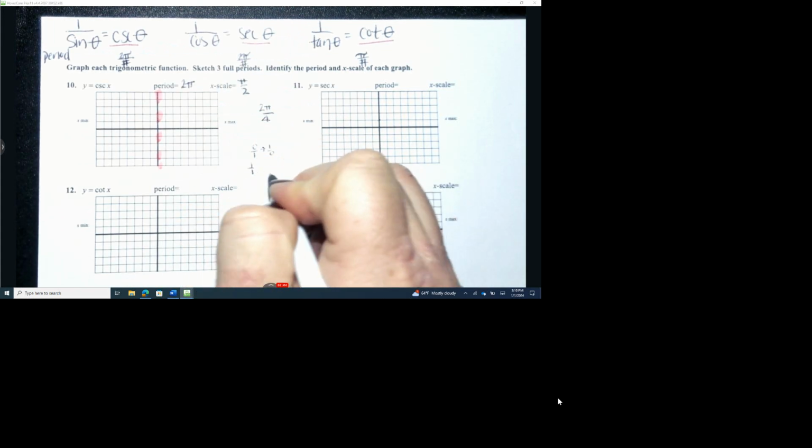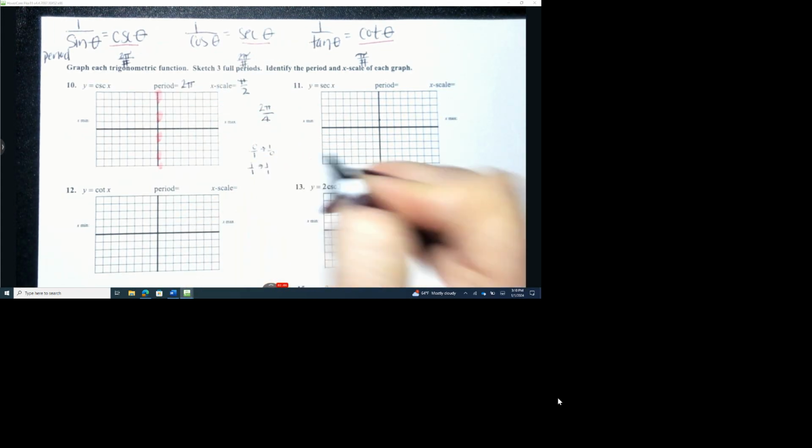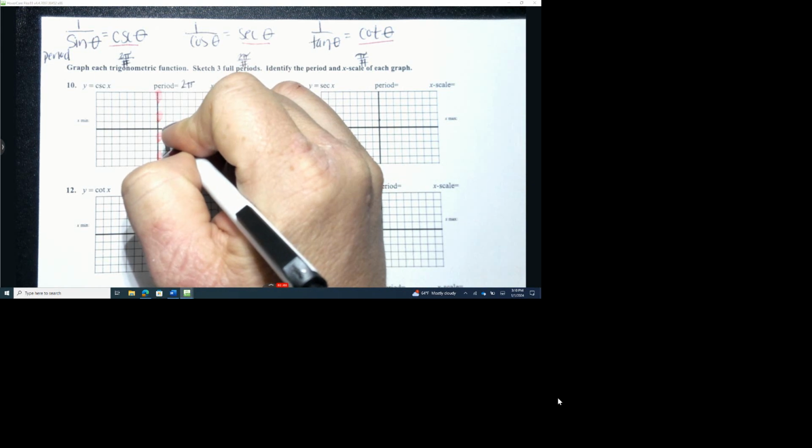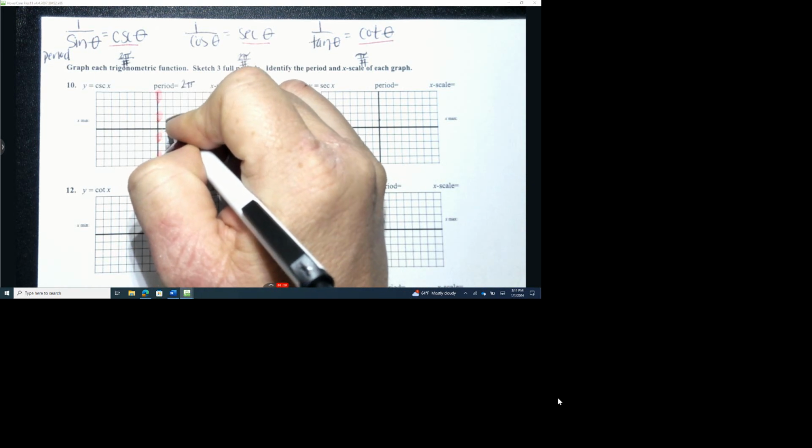Let's go to pi over 2. Now at pi over 2, which is equivalent to 90 degrees, we have a sine of 1. So if I take 1 and I flip it, I still end up with 1. So I'm going to go over and I'm going to go up 1.